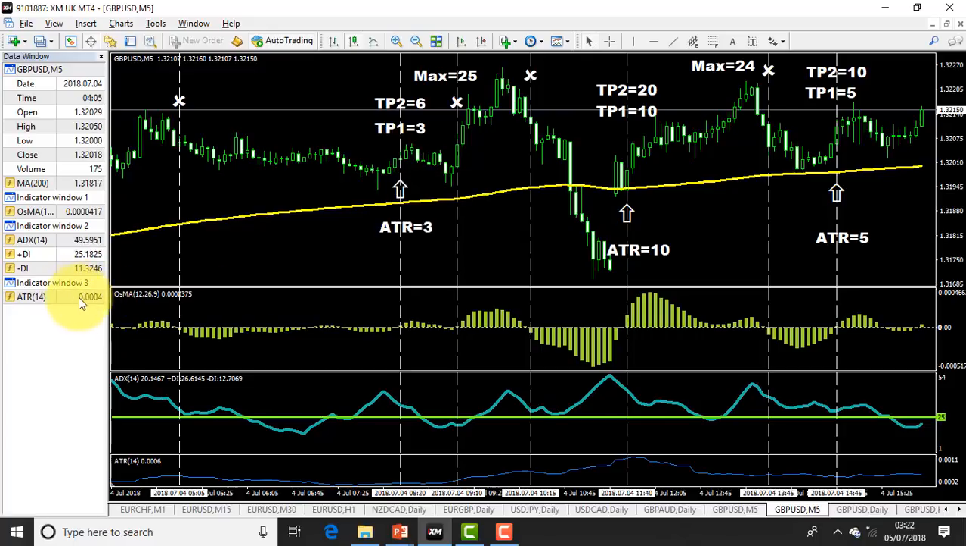If you look in the indicator window at that time, it says ATR is 3 pips. So our take profit 1 will be 3 pips. Our take profit 2 will be 6 pips. 1 multiplied by ATR, 2 multiplied by ATR. Our stop loss will be just below this moving average. If you measure from the entry to the highest point here, we could have made a maximum of about 25 pips. So we will safely get our 3 or 6 pips.